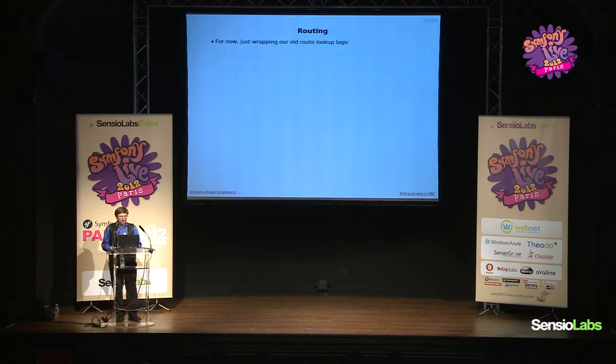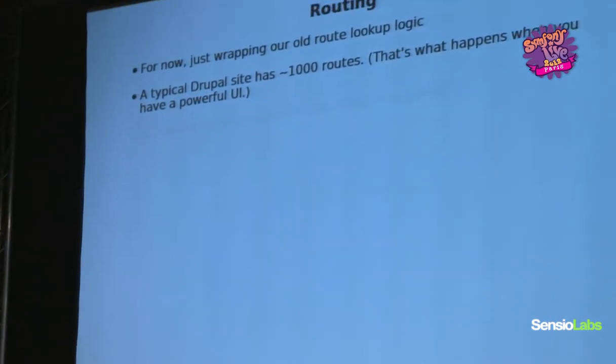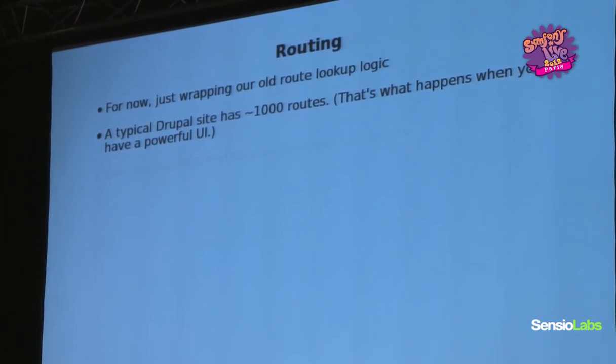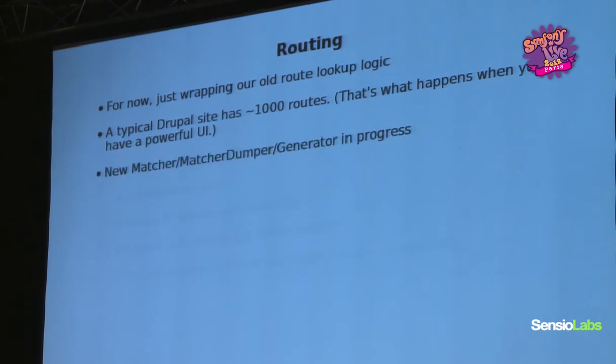For routing, right now we just have a stub in place that wraps our old routing logic. I'm actually in the process of ripping that out right now and replacing it with a new one because a Drupal site frequently has well over 1,000 routes. Every time I mention this, Fabien has a heart attack, but this is what happens when you have as powerful a UI as Drupal has. So building a new matcher and matcher dumper, all based on the same interfaces as anything else, backed in the database. I'm going to maintain the path matching logic we use now.